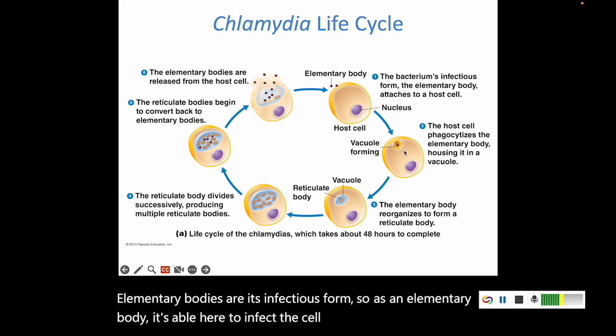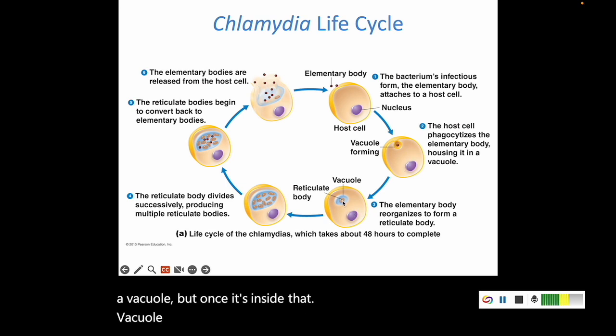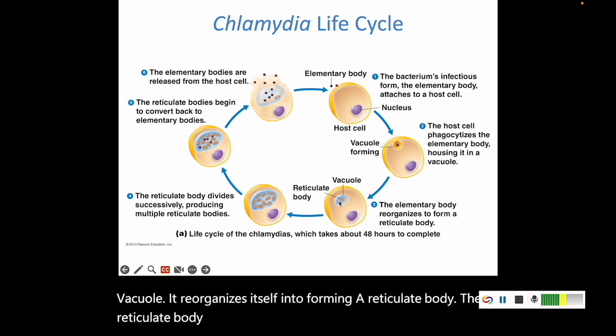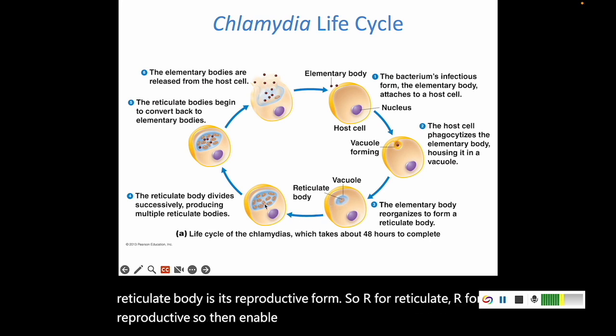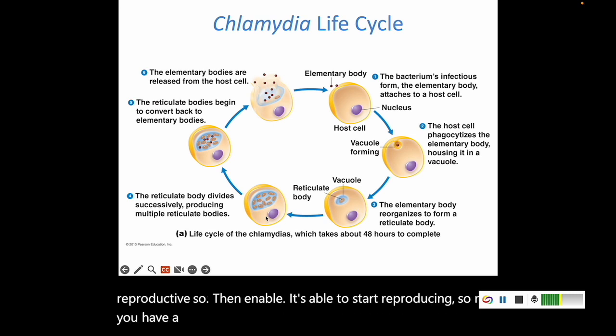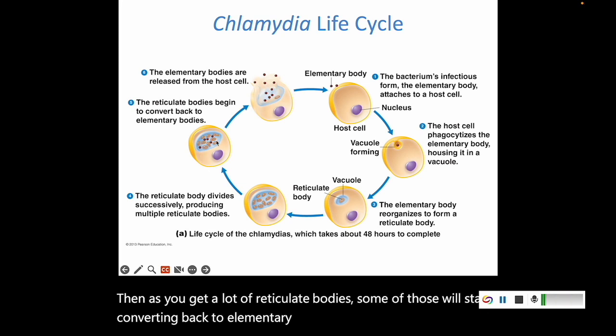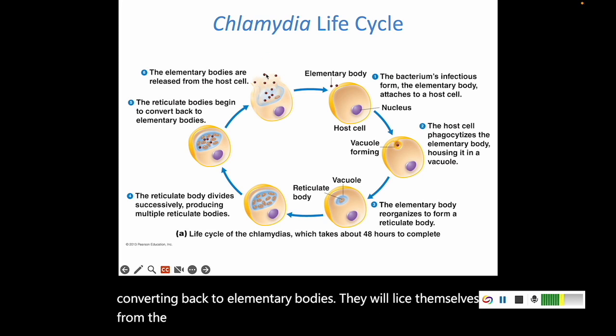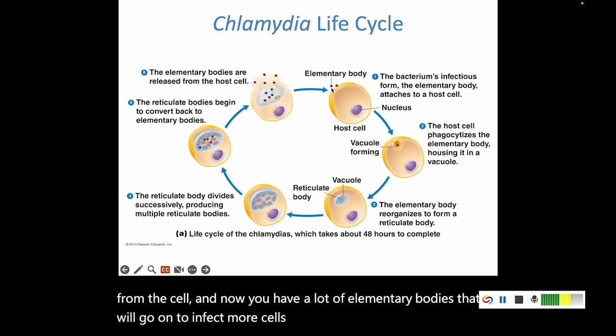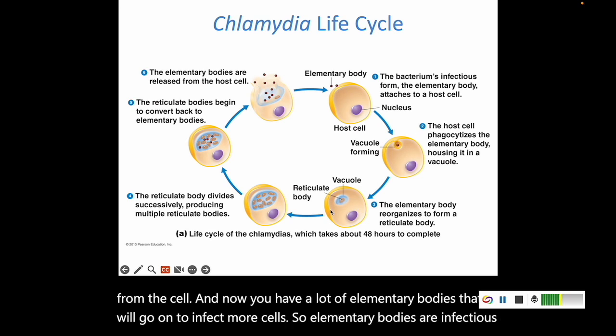It gets pulled into the cell, into a vacuole. But once it's inside that vacuole, it reorganizes itself into forming a reticulate body. The reticulate body is its reproductive form. So R for reticulate, R for reproductive. So then it's able to start reproducing. So now you have a lot of these bacteria here. Then, as you get a lot of reticulate bodies, some of those will start converting back to elementary bodies. They will lyse themselves from the cell, and now you have a lot of elementary bodies that will go on to infect more cells. So elementary bodies are infectious, reticulate bodies are reproductive.